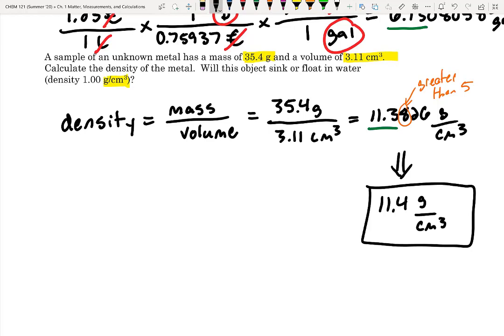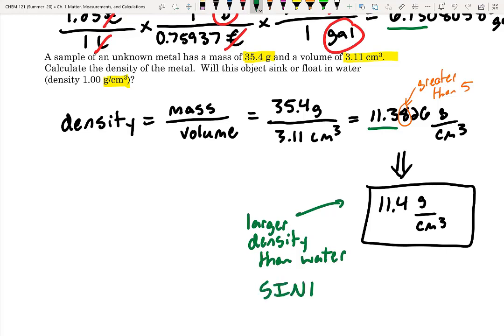All right, so now the last one's a little bit abstract. Will this sink or float in water? And the easy way to think about this is, does it have a higher or lower density? Seems to me that it's got much higher density. It's much greater than 1, right? So I'll just make a note here. Larger density than water. And if it's more dense, do more dense things sink or float? Sink. Sink, exactly. Perfect. So that's really it for the unit conversions.